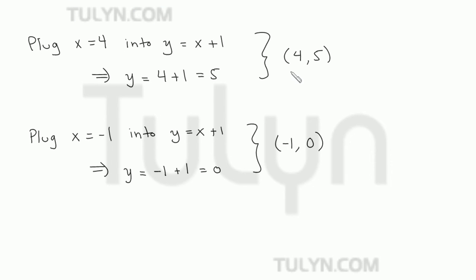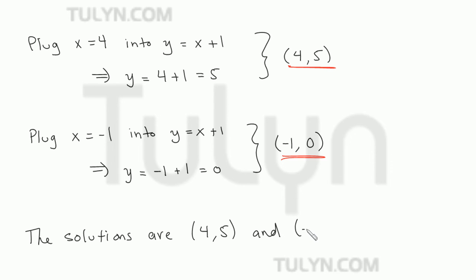So these are our two solutions. And we want to say the solutions to the system are 4, comma 5, and negative 1, comma 0.